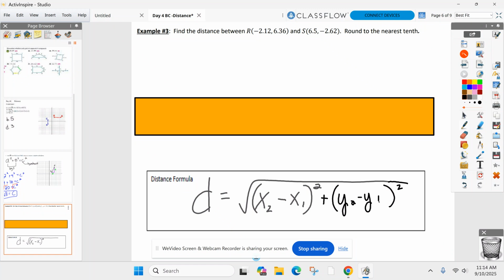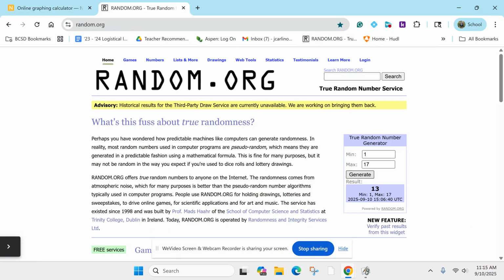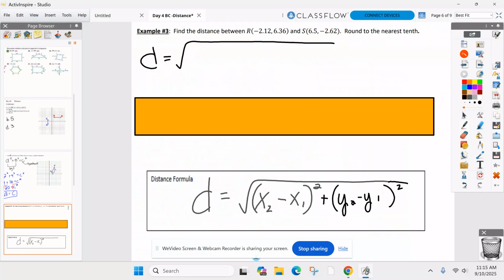All right, so let's do this one using the distance formula. And I got good news. It looks pretty intimidating, but I do have good news. So the first thing we're going to do is subtract the x coordinates. That's what x2 and x1 mean. So point R and point S both have x coordinates. What are they? And then I will tell you the good news. Ryan, what are the x coordinates for R and S? Negative 6.5 and negative 2.12.